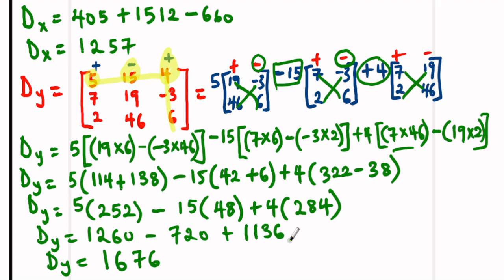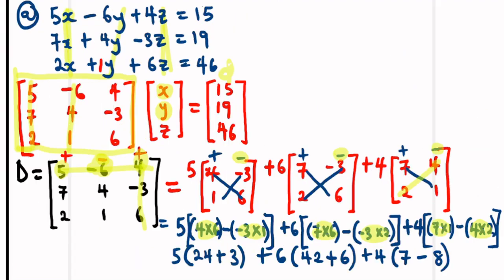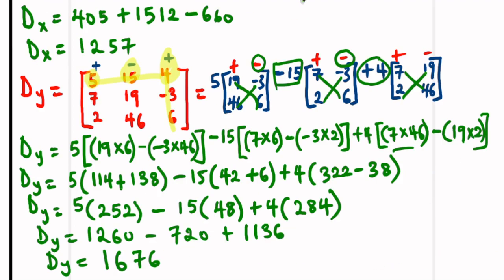z. So moving to the original matrix we formed earlier, so this is z, and these are the coefficients of z. So the coefficients of z are 4, minus 3, and 6. We are going to replace it to the value of d. So x and y remain the same. We are only changing z to be d. So now let's have that.